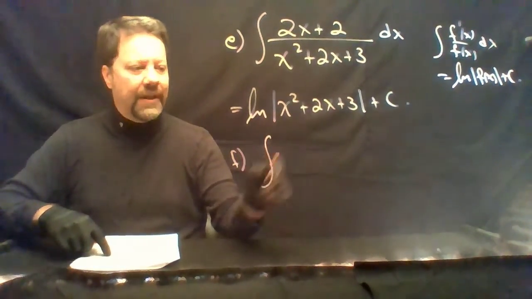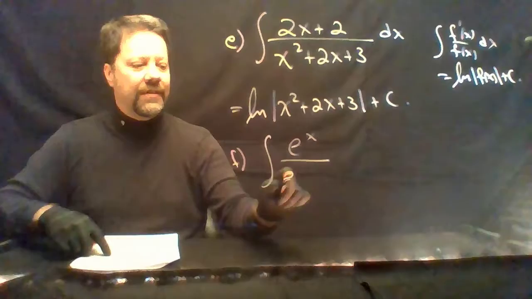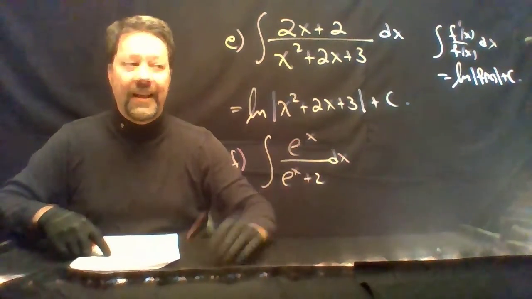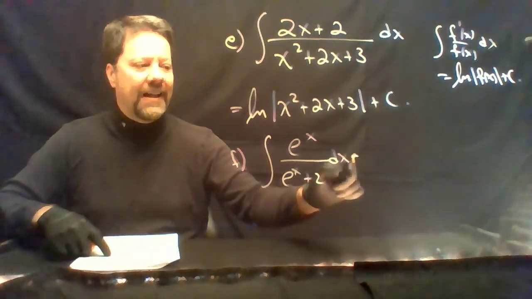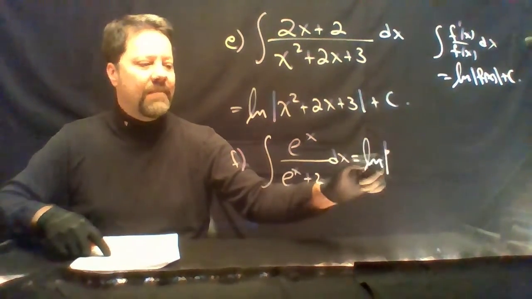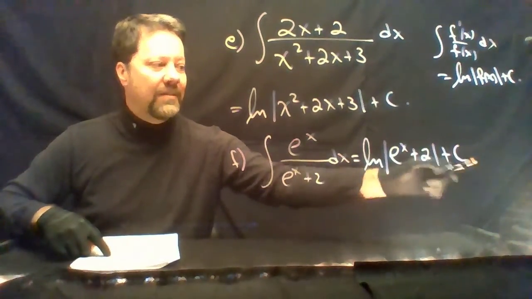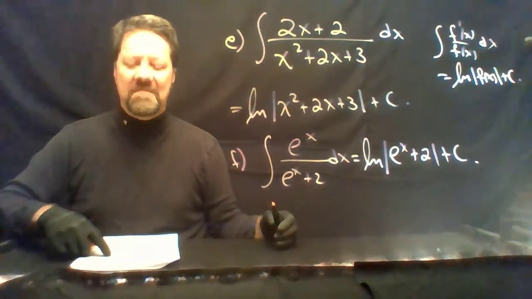On part F, we're integrating e to the x over e to the x plus 2, again in the form f prime over f. So the answer is automatically log absolute value of e to the x plus 2 plus c.